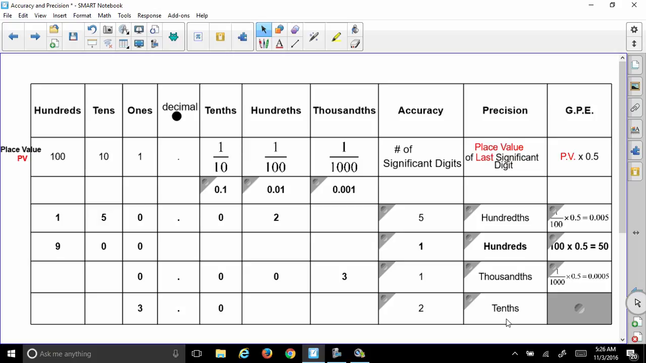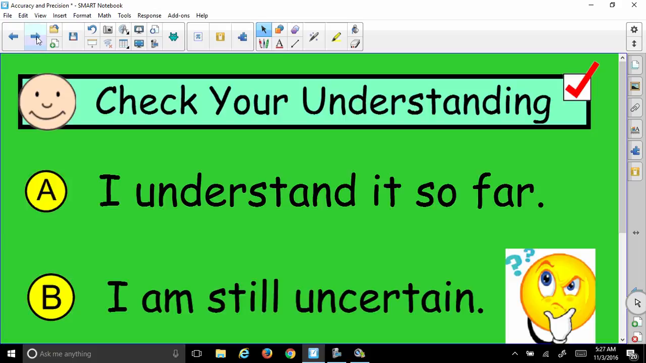Now you're going to find the GPE, greatest possible error. So you're going to take that tenths place and multiply it by what? 1/2 or 0.5, and that'll give you hundredths, 0.05. So if you got that right, great. So check your understanding, see if you understand what's going on. If you don't understand it, rewatch the video, write down your questions, bring them in tomorrow.